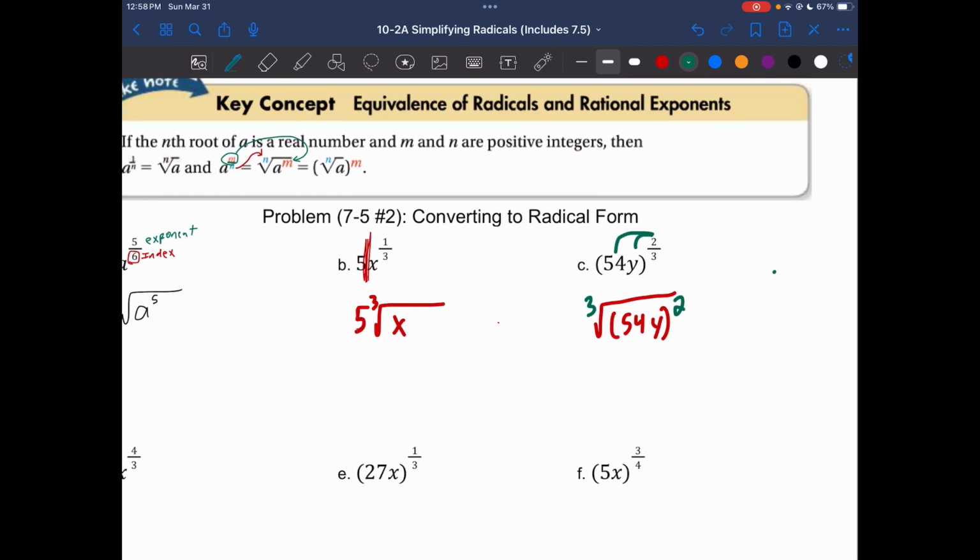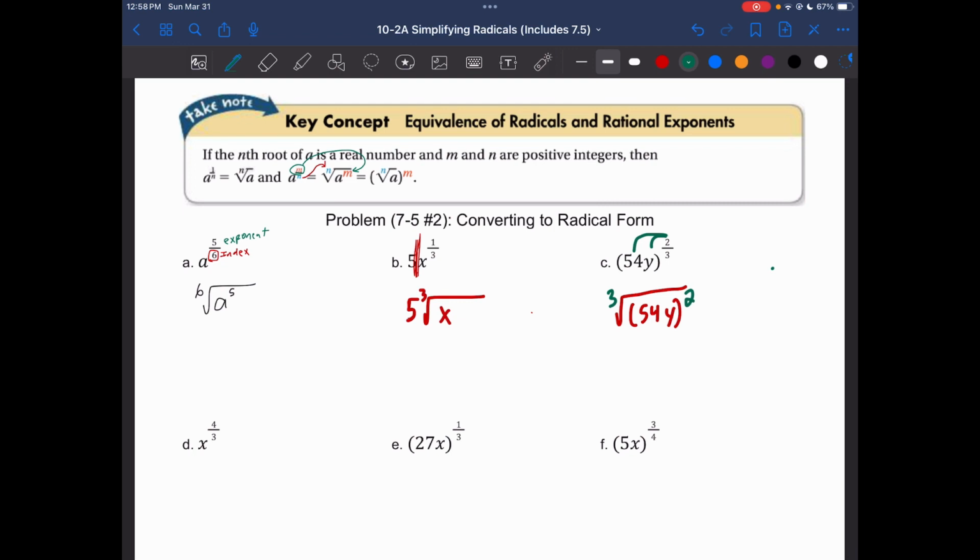Okay. I want you guys to try letters D, E, and F on your own. Pay attention to the fact that letters E and F have the parentheses, so you do need to include those when you do your work.